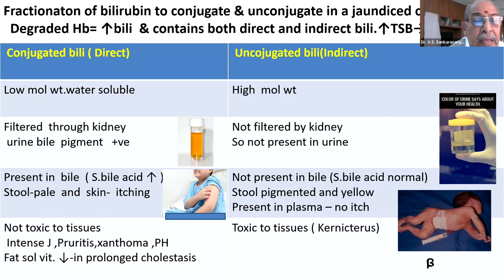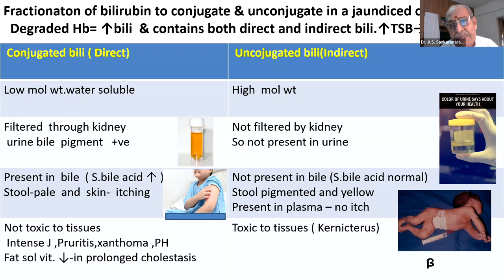If it is not excreted, you will get a pale stool of cholestasis. Itching can be there in these people in conjugated hyperbili. It is not toxic, but it can produce intense jaundice, pruritus, xanthoma, portal hypertension, fat-soluble vitamin deficiency, particularly in prolonged cholestasis, like biliary atresia.